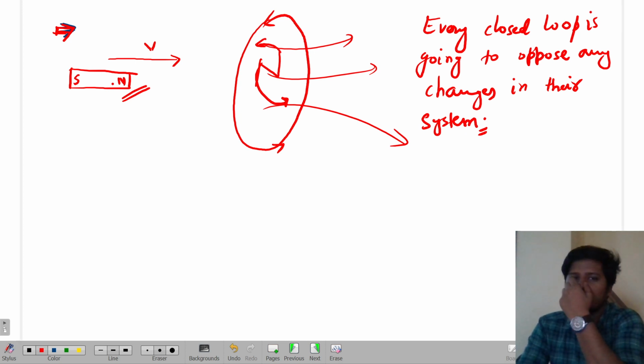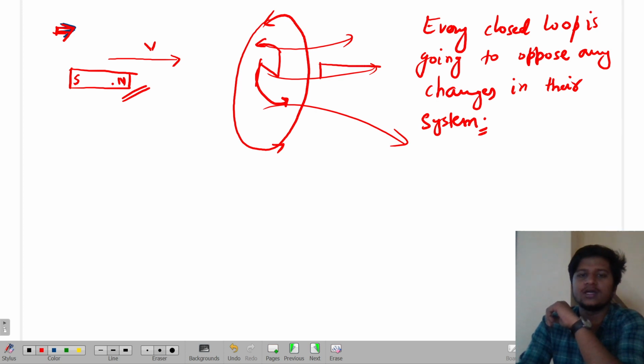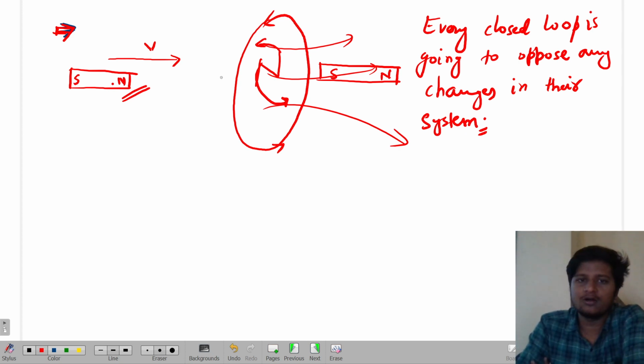Any kind of change means what? Like let's suppose this particular bar magnet has come over here, so this is north pole, this is south pole. Now when it is coming over here, what has happened? Some kind of current has been generated over here, yes or no? When it is going out, what is happening? This is my south pole or not? Tell me yes or no. When it is going out, what is happening now?